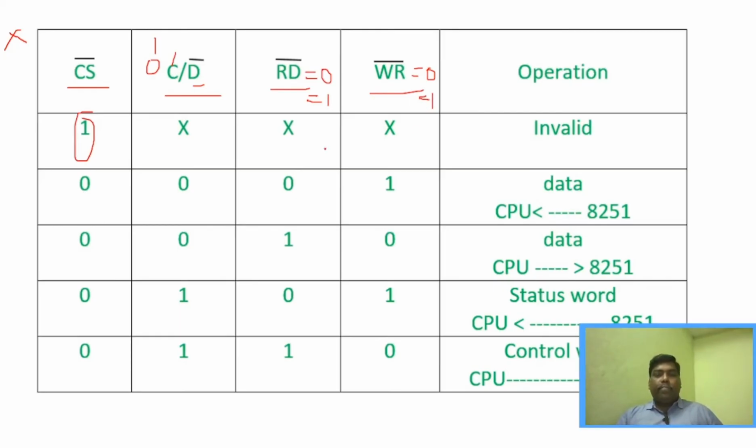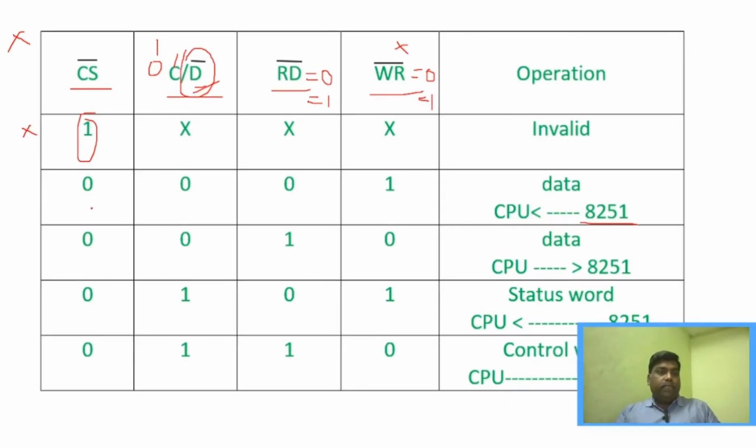Now if CS is 1, it is inactive, it does not select the 8251, right? And now if CS is 0, it selects the 8251, and if this C by D signal is 0, then it selects the data bus buffer, and if RD is equal to 0, then the read signal is active, and when WR is equal to 1, it makes the WR inactive.